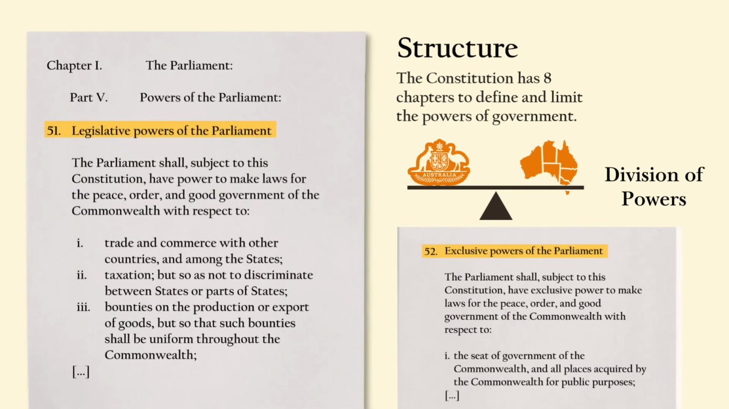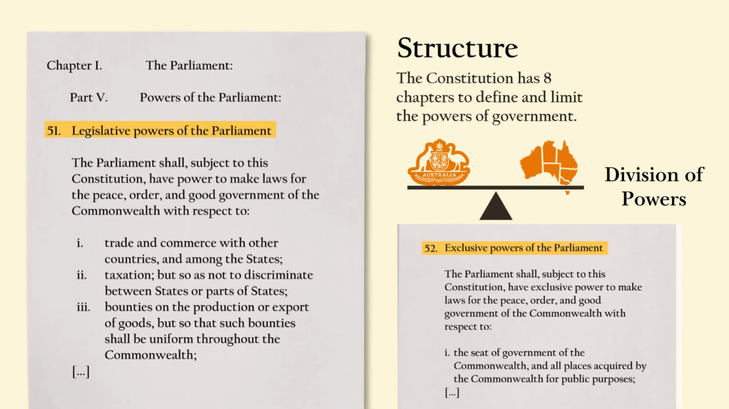Sections 51 and 52 limit the areas that the federal government can make laws about, called exclusive powers. These are predominantly national issues such as defense and immigration. The states can then make laws on all those areas not covered in the Constitution. We refer to these as residual powers. These include state issues such as health and education.